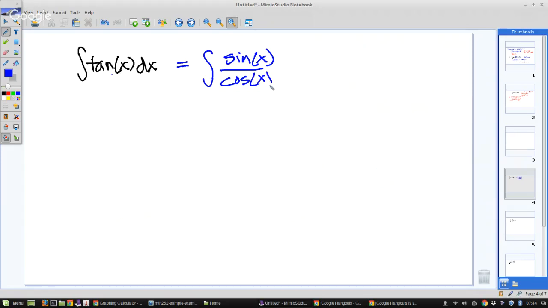And at first glance, that looks worse than what I started with. And in some sense it is. It uses a lot more ink. However, this sets me up to use a substitution. So the substitution I'm going to choose here is to let u equal the cosine of x. And then du would be negative sine of x dx.